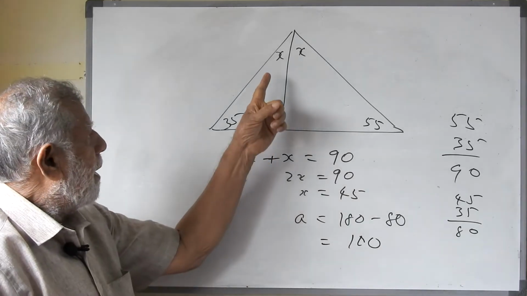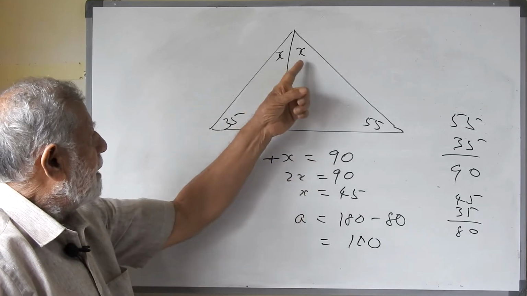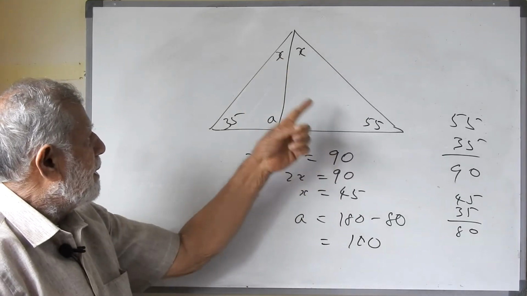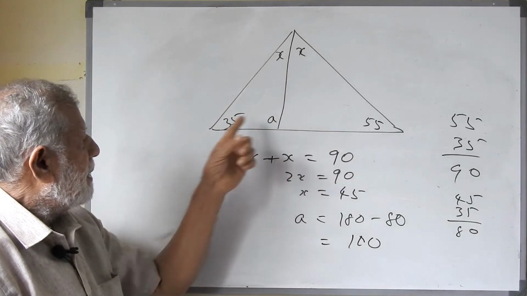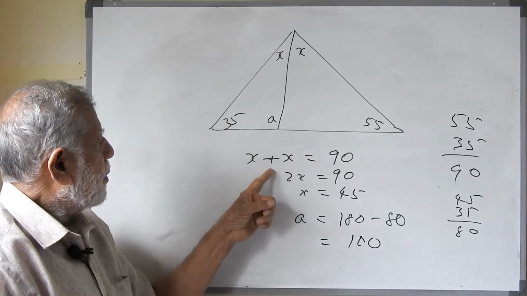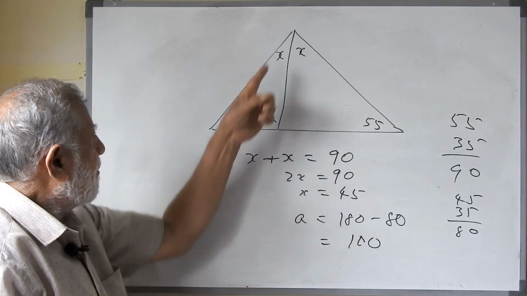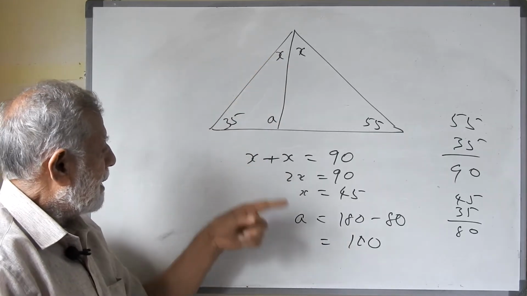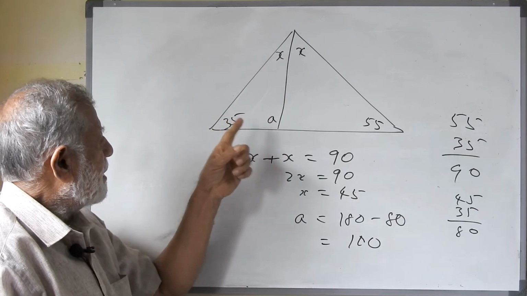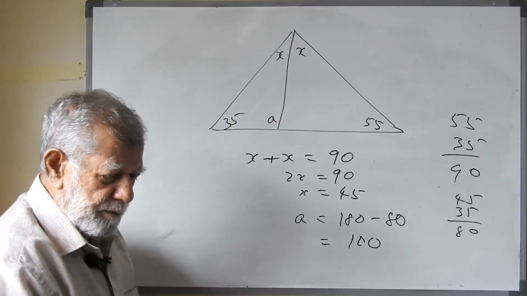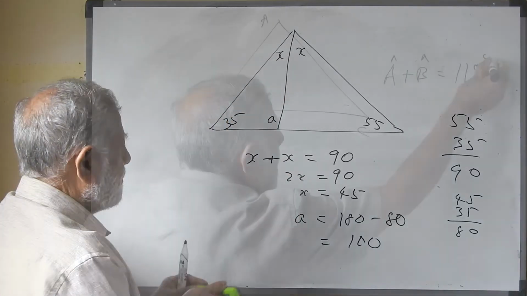So how did we find it? We added the angles, the two angles that are given. The third angle will be from 180, take away these two angles. That will be 2x equals 90. So x is equal to 45. Then from this triangle, the angles of a triangle add to 180 degrees. So we add these two and subtract from 180, you get 100 degrees. We'll go to another problem.